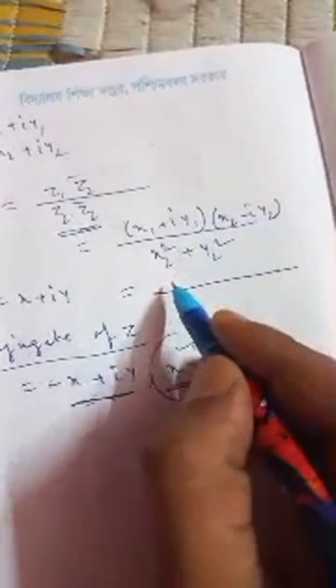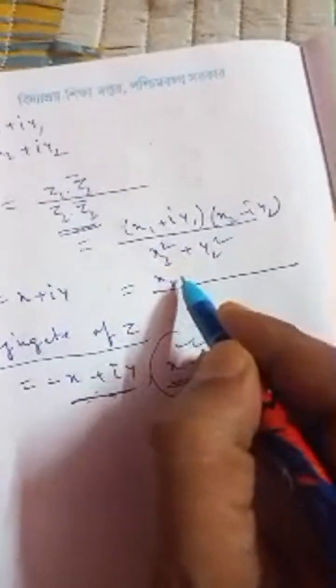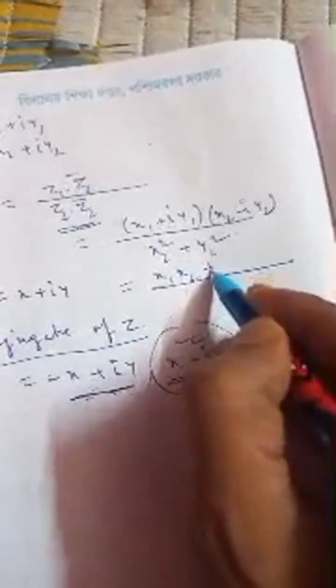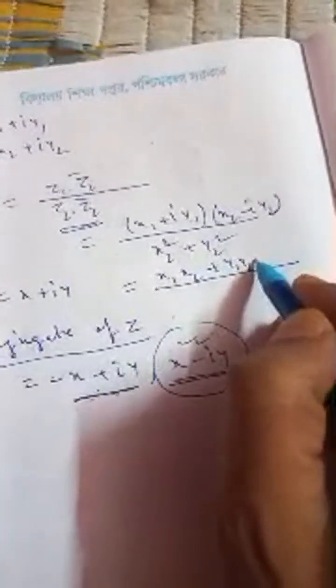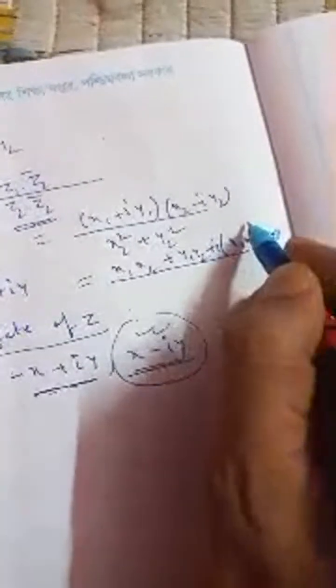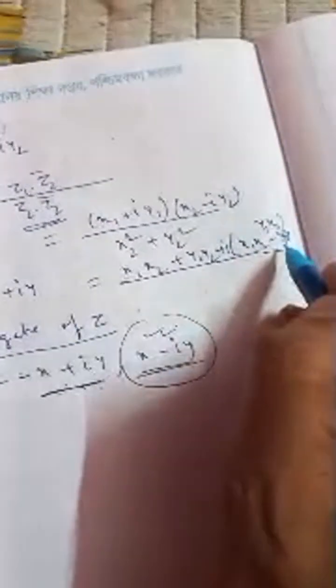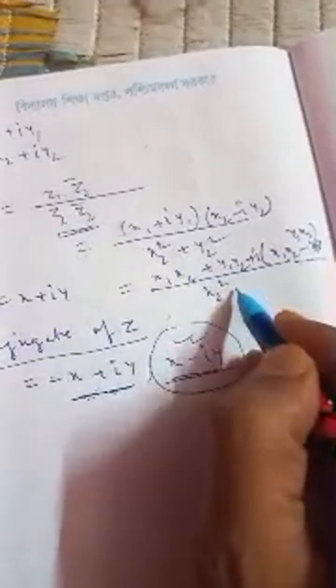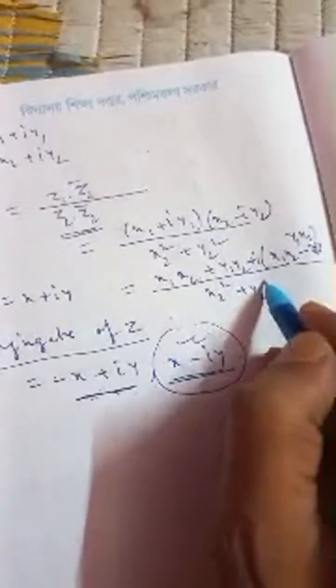After multiplication of the numerator, we will get x1 x2 plus y1 y2 plus iota times x1 y2 minus y1 x2, and the denominator will be x2 whole square plus y2 whole square.